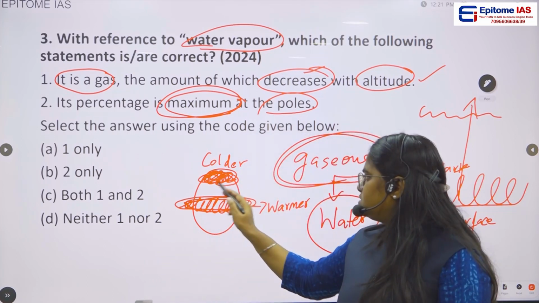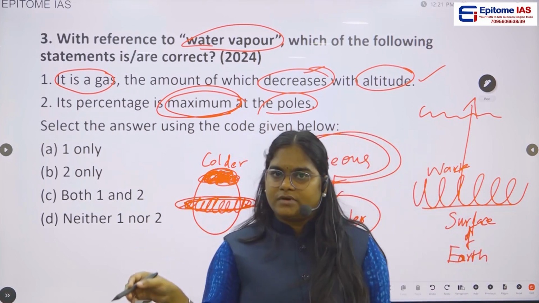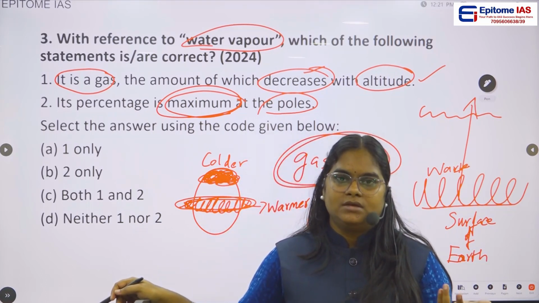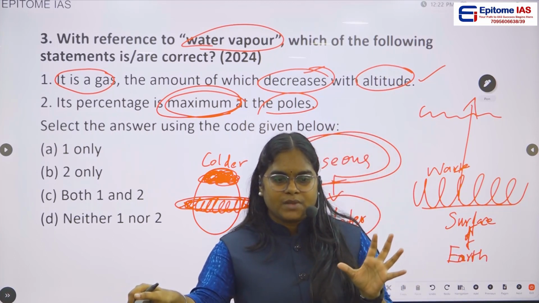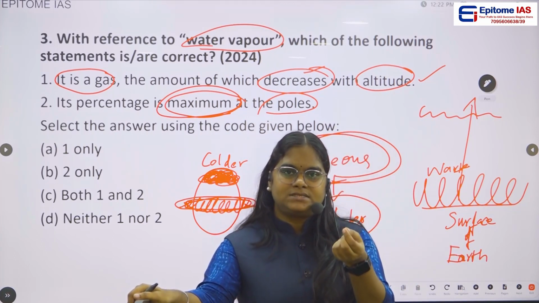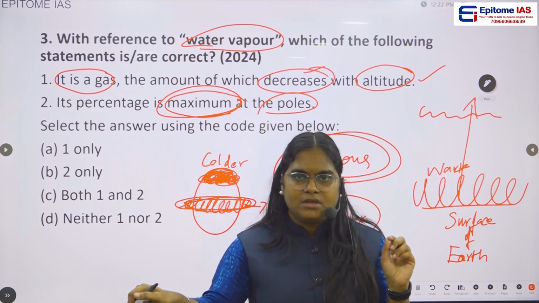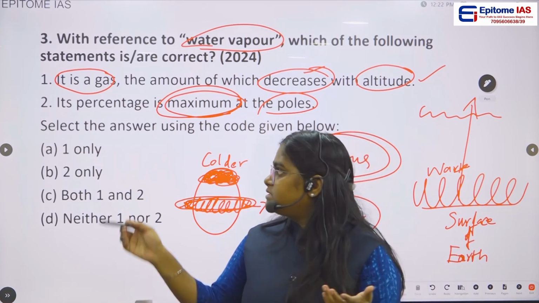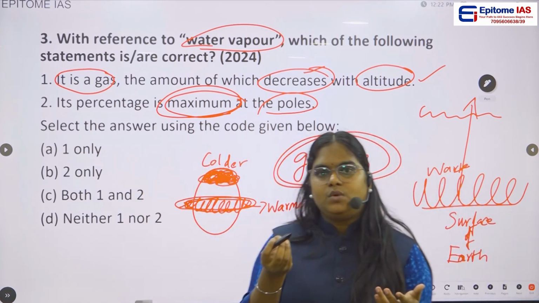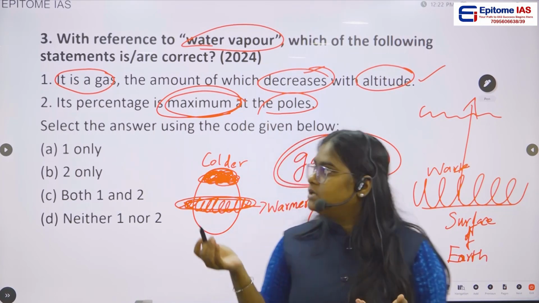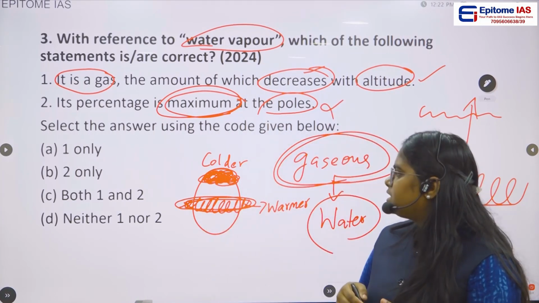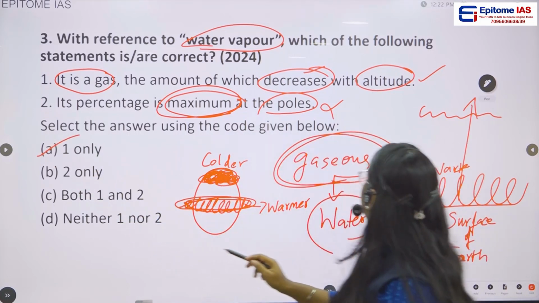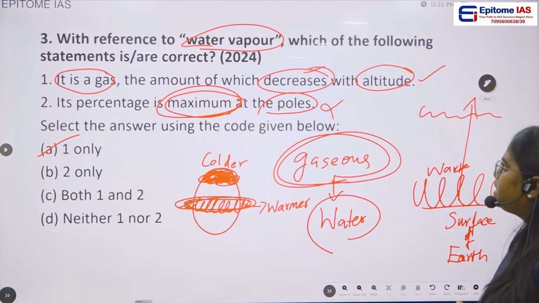And in the polar region, because of very low incoming solar radiation, there will be very little evaporation happening. Because of the less evaporation, the presence of water vapor will be very low in the polar region. So this statement is actually a wrong statement. So what is the correct answer? The correct answer is only one. Option A is the correct answer.